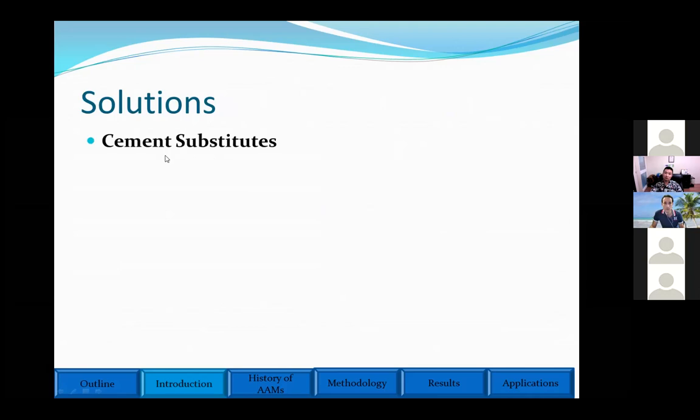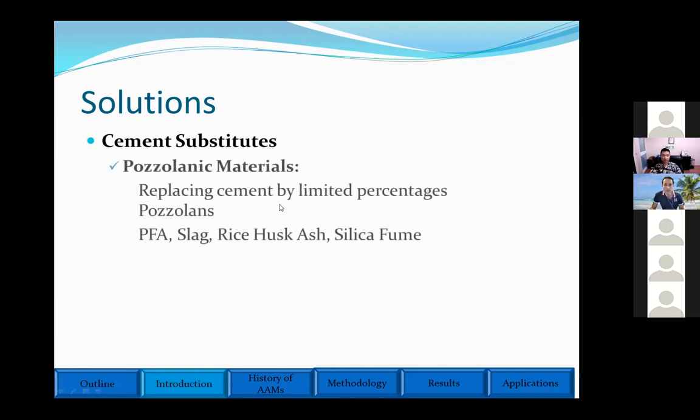We need to find a substitute for cement. Pozzolanic materials can replace some percentage of cement, 10%, 20%, 25%, such as pulverized fly ash, slag, rice husk ash, and silica fume. Specifically, a material that has reactive silica in it is a good replacement for some percentage, not 100%, of cement.